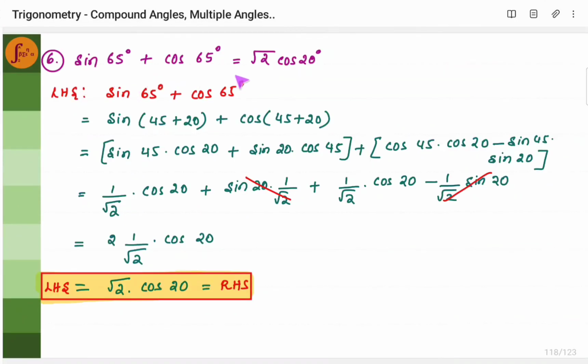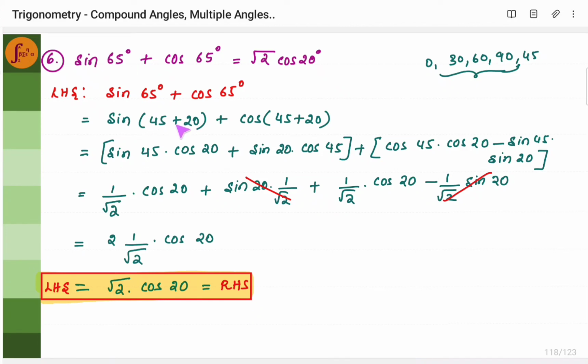Now let's go to the sixth problem where we have to prove that sin 65 plus cos 65 is root 2 cos 20. So you can write sin 65 as 45 plus 20. We'll have to use known angles. What are the known angles? 30, 60, 90, 45 and 0. These are the known angles. Using these angles, we will have to split it up. We'll have to split 65.